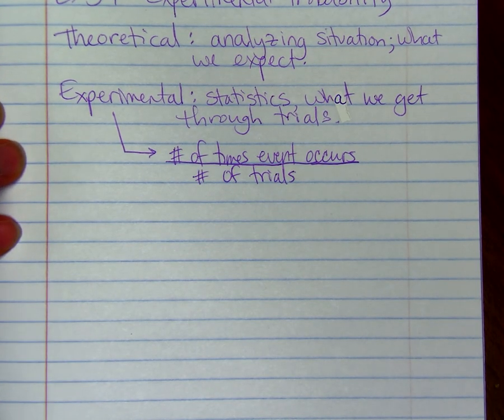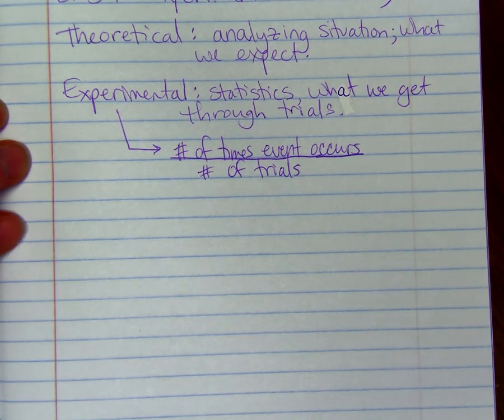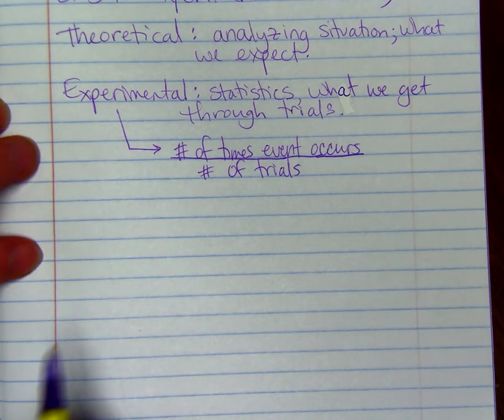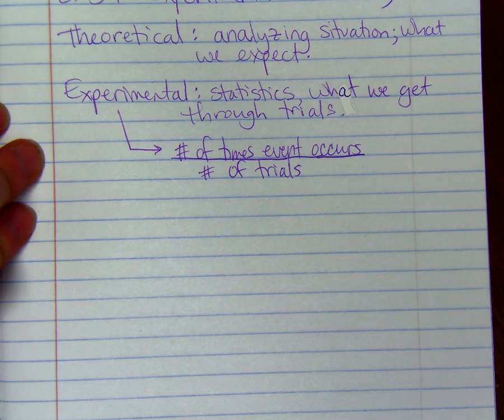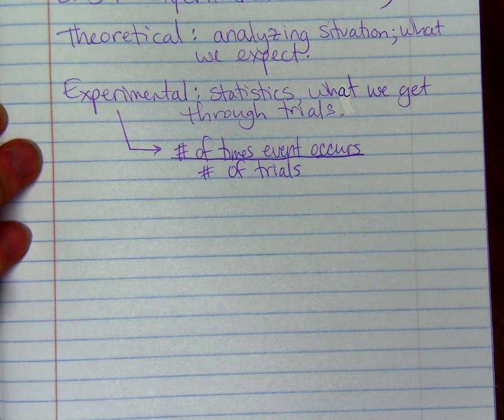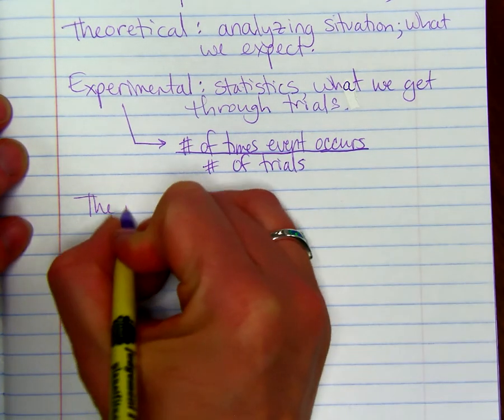One thing you'll notice is the more times you perform the experiment, the closer that experimental probability will get to the theoretical probability. So if we flip a coin 100 times, we're going to get close to 50. If we were to flip a coin 500,000 times, we're probably going to be really, really close to 250,000 times that we get heads.